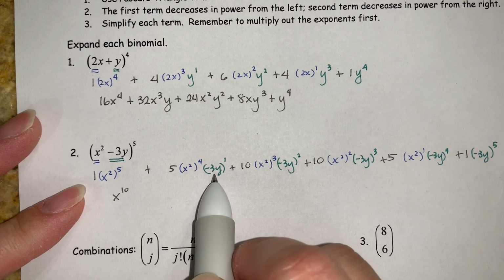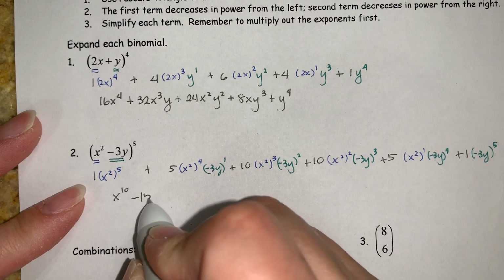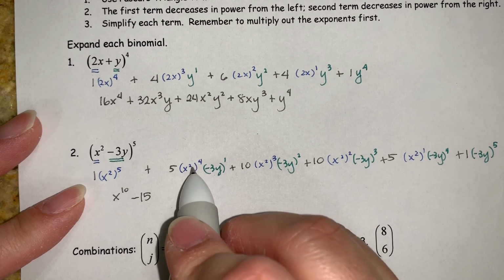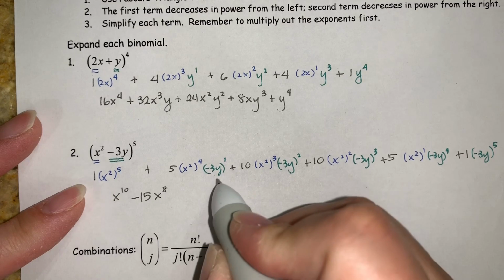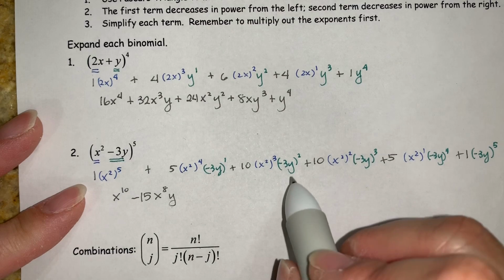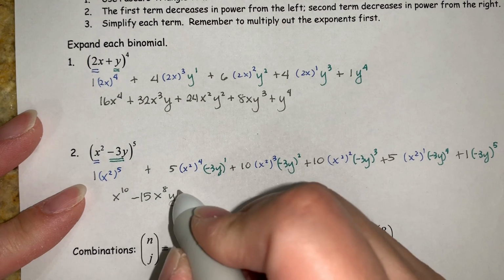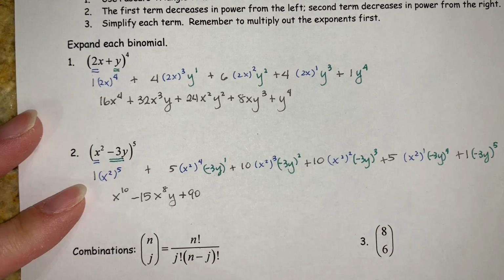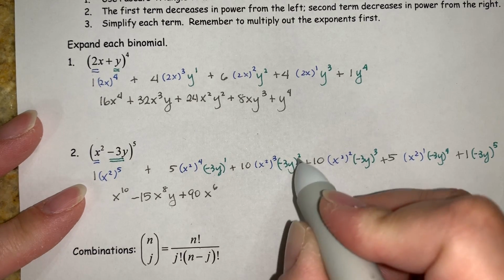Next, you have negative 3 to the first power times 5, hence making this negative 15. X squared to the 4th, 2 times 4 is 8, x to the 8th. And then y to a single power, so single y. Next, negative 3 squared makes it positive 9. 9 times 10 is 90. And then x squared to the 3rd, so x to the 6th, y squared.